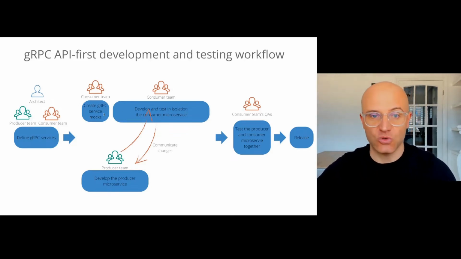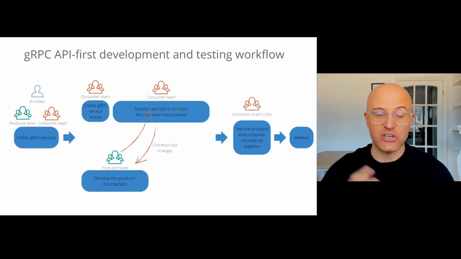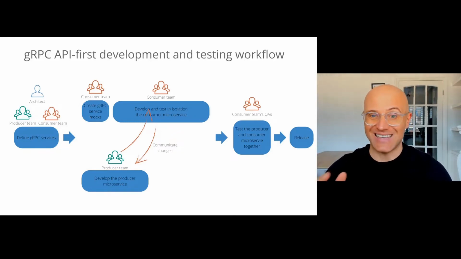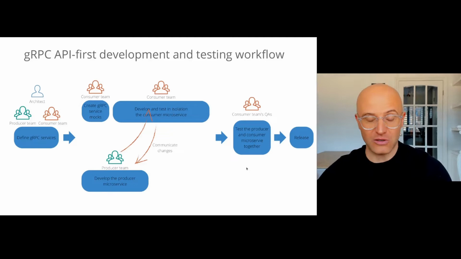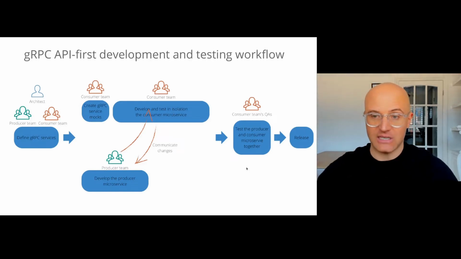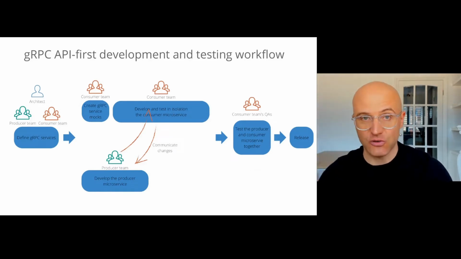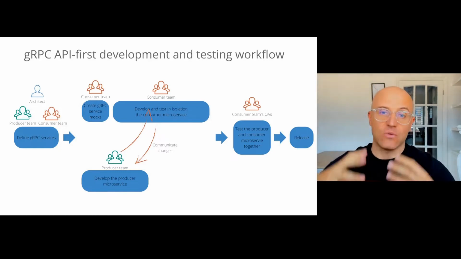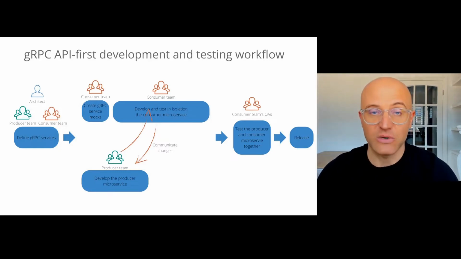The consumer team would create mocks of those gRPC services and develop and test their consumer microservice in isolation. In the meantime, the producer team would be developing and testing their producer microservice. While they're doing that, it's important to remember they will be communicating any changes to those gRPC services so they stay in sync. Once both of those microservices have been developed, they would test the producer and the consumer microservices together. And once the testing is complete, you can release that to production.